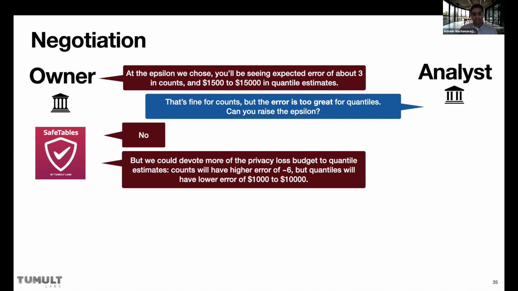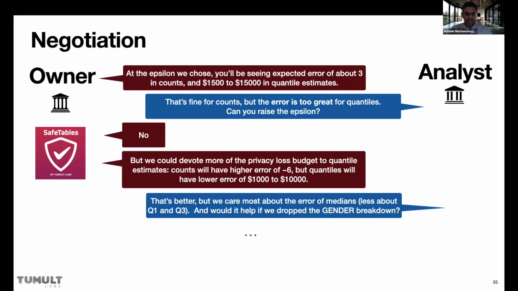But now you can do other things, right? So now you should be able to say, well, at this same privacy budget, if you want lower error on quantiles, well, maybe we can reapportion the privacy budget so that you can have higher error on counts, but a lower error on quantiles, right?